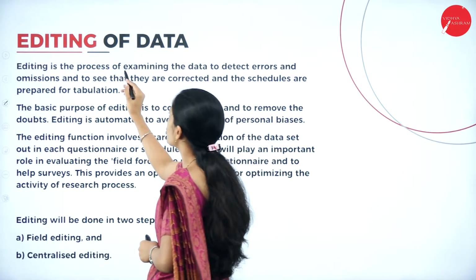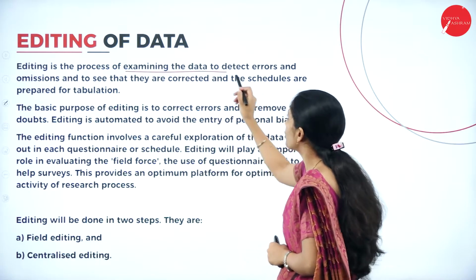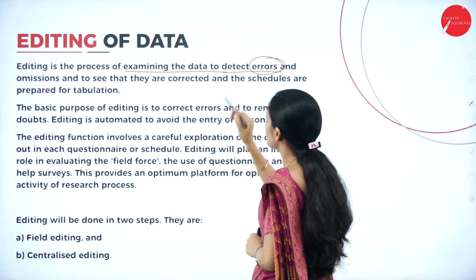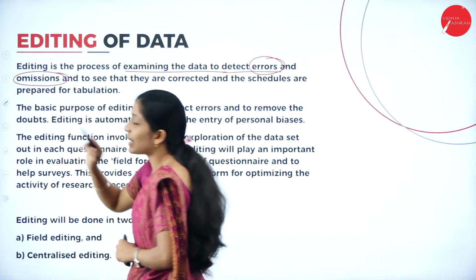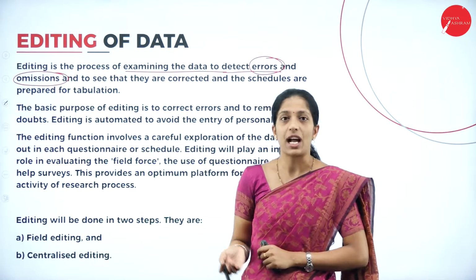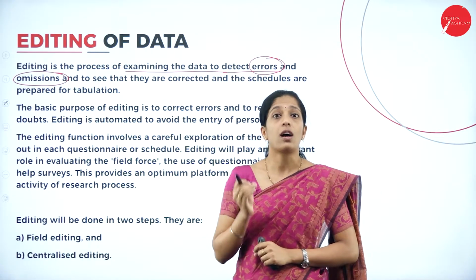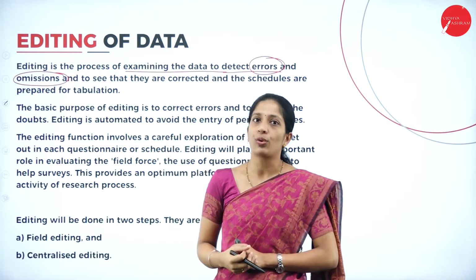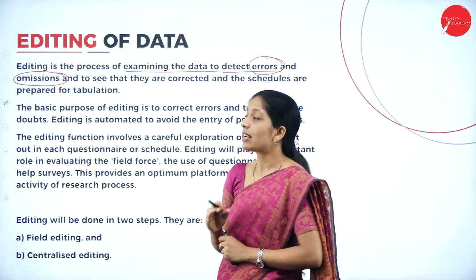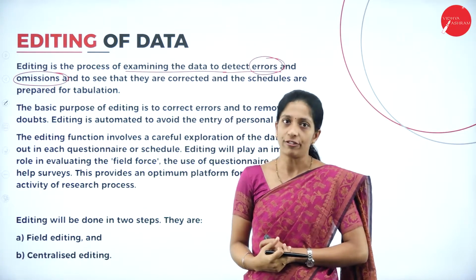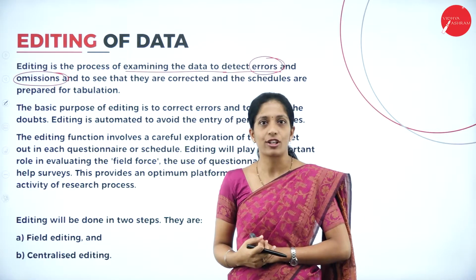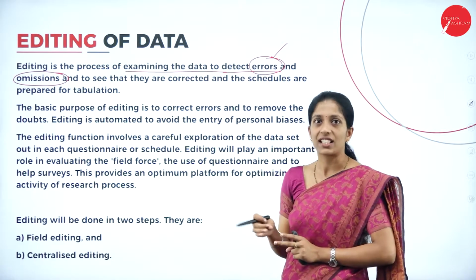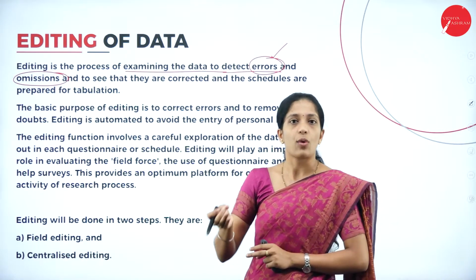Editing is a process of examining the data to detect errors as well as omissions. What are we going to do? This editing is mainly conducted to see whether there are any mistakes or whether any important information has been left out of the data. That is done through editing of data. Under editing of data, we are going to check or detect errors in whatever data we have got.